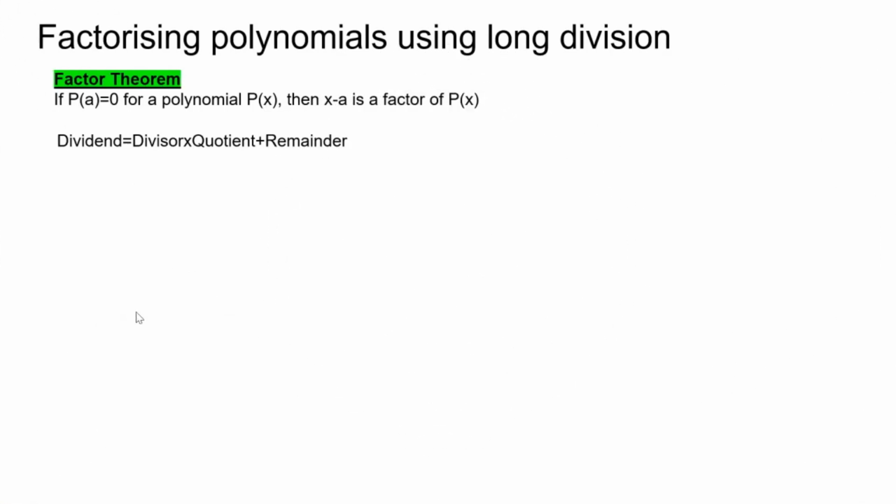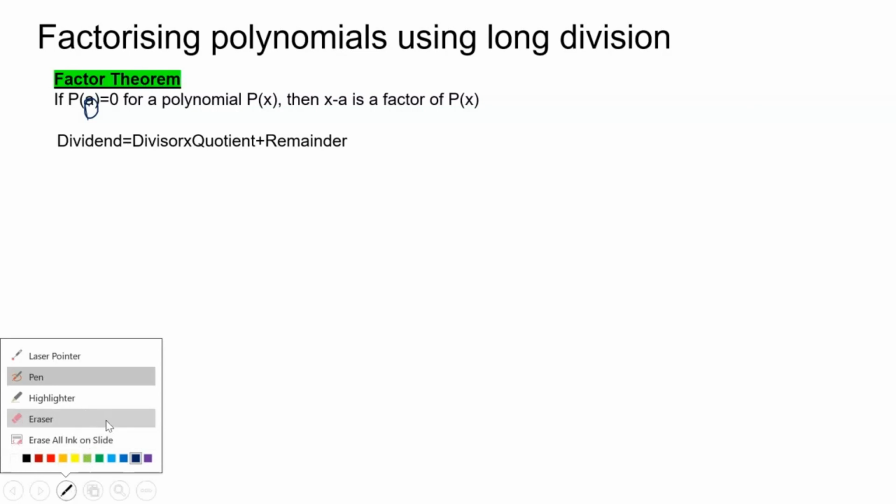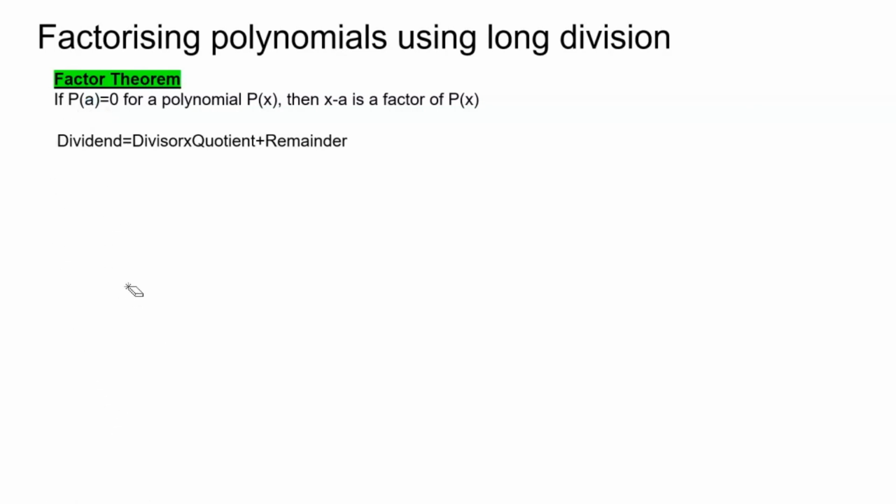Factorizing using the long division. So that's another method, especially if you have a cubic function. The best way is to use the long division or the synthetic division, which I am going to show in the next lesson. Now, if an x value, let's say a, is substituted into the polynomial and that gives the polynomial a zero answer, then that is a factor without a remainder.